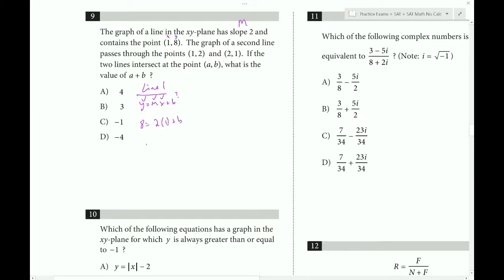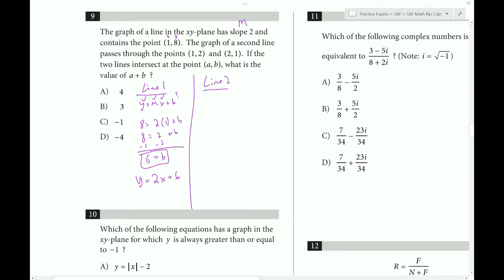So subtract 2 from both sides, and we will end up with 6 equals b. Now we know m and b, so we can put everything together. We get 2x plus 6. That's line 1. Now let's talk about line 2.